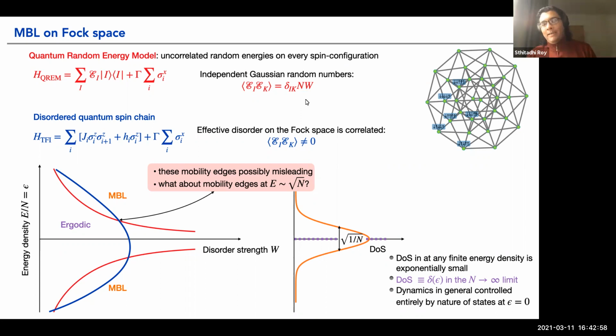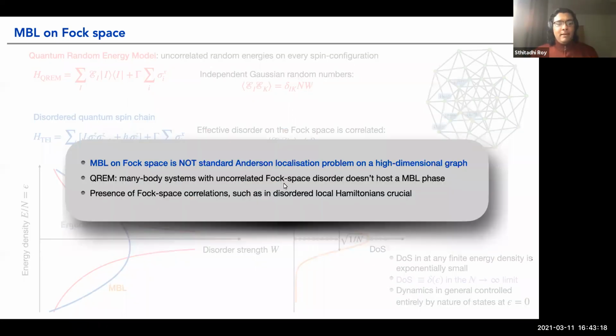So in principle, if you change this power of n from 1 to something else, you can induce an MBL phase at zero energy density. That's something I would agree with. Yes. Okay, thanks.